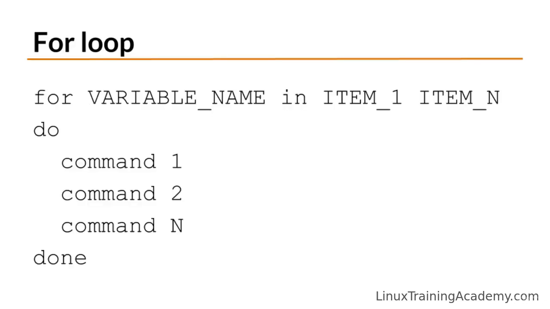If you want to perform an action on a list of items, use a for loop. The first line of a for loop starts with the word for, followed by a variable name, and then a list of items. The next line contains the word do. Place the statements you want to execute on the following lines, and finally end the for loop with the word done on a single line. Essentially what happens is that the first item in the list is assigned to the variable and the code block is executed. The next item in the list is then assigned to the variable and the commands are executed. This happens for each item in the list.